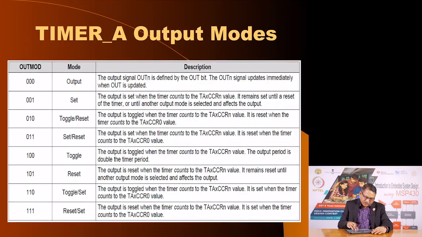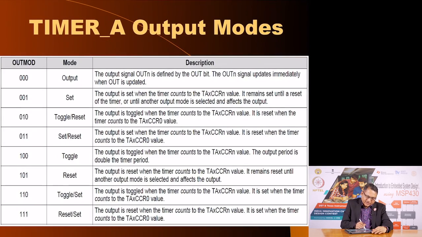Here are the output modes. If the OUTMOD bits are 0 0 0, this is called the output mode, and the out signal will be immediately available on that pin. You can have the set mode, you can have toggle reset, but the one that we are interested in is the combination which is 1 1 1, reset/set, in which the bit is reset to 0 and then is set to 1. When is it reset?